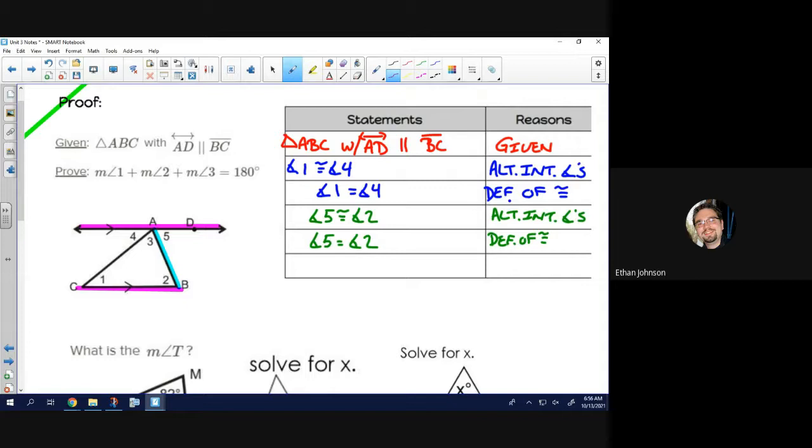So I can say the measure of angle 4 plus the measure of angle 5 plus the measure of angle 3 equals 180. They're supplementary angles.